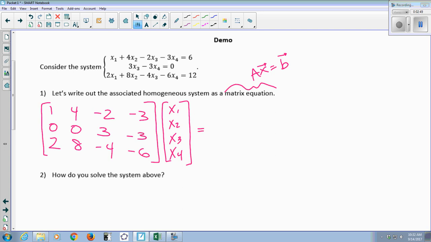And then my vector b, right? I'm writing out the associated homogeneous system, which is just going to be all zeros. How many zeros should I put in this vector over here? 3, because it's representing what goes on the other side of the equal signs. So there should be 3 zeros, 1 for each equation.